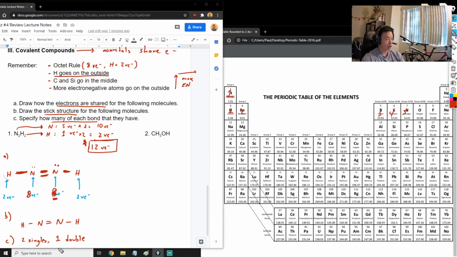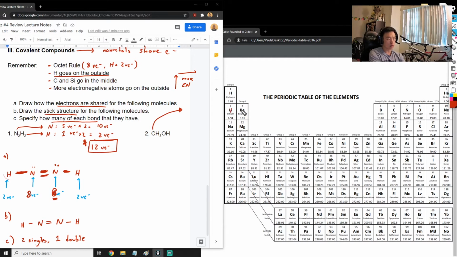So if you feel pretty confident trying these out on your own, you can pause the video and try number 2. But if not, I'm going to take it step by step. All right, so for number 2, we're going to use this method where we count the valence electrons again. So if we look at C on the periodic table, first we're going to figure out how many valence electrons C provides.